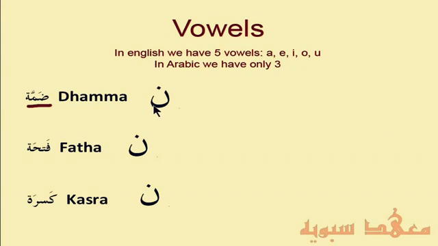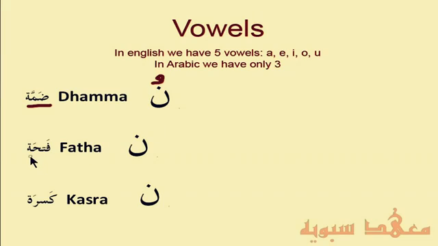So we have here a noon. The way we would write a Dhamma is as follows. It's like a small vowel, and it has the sound of U. So the way you pronounce this is Nu. Now you can watch this video, which will pronounce all the letters with a Dhamma.